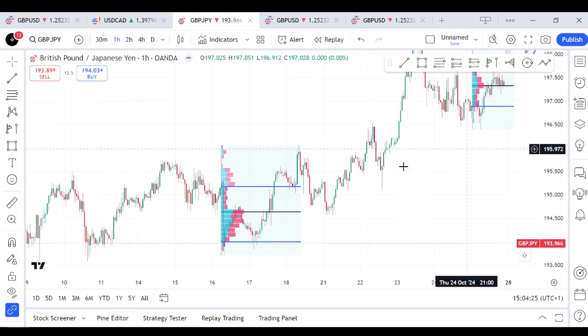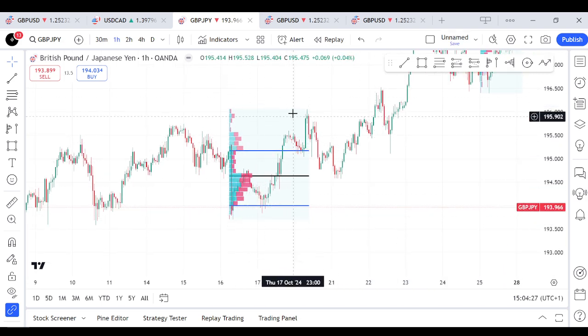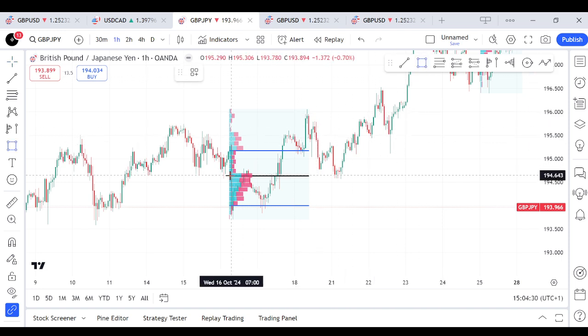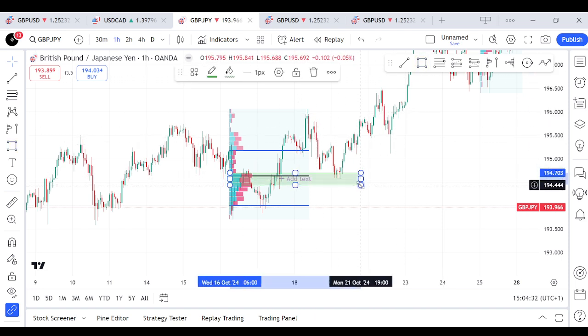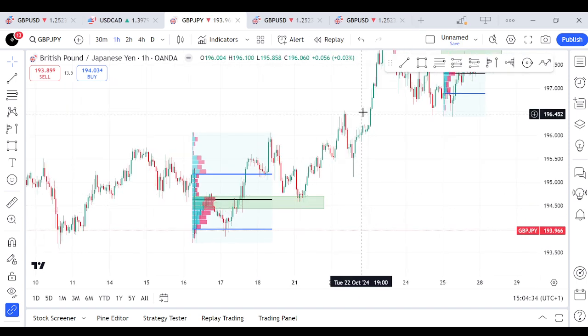You can see this one. This was from this swing low to this swing high. You see price reacting off of the point of control, and we push price to the upside.